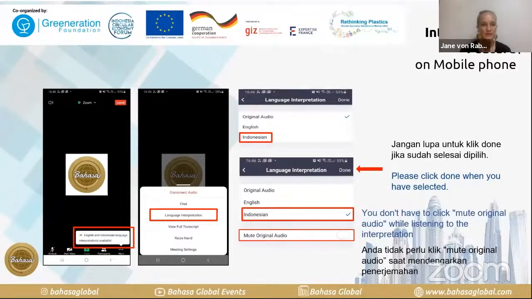Ladies and gentlemen, if you are accessing the Zoom meeting using a mobile phone, the interpretation is also available. On the Zoom application screen on the bottom right of your mobile phone, there's 3 dots. Please click and select language interpretation. Kindly select the language that you wish to listen, and last, please click done on the top right of the screen to activate the service.